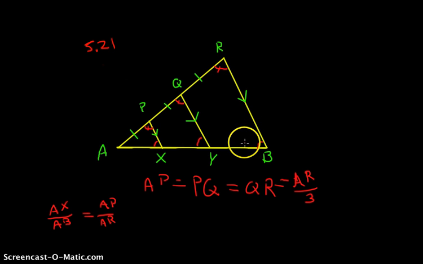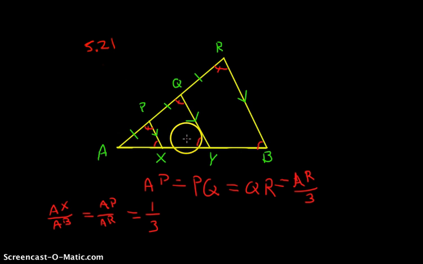And so now you write it out like this. AX, this part right here to this part right here, should be the same ratio as this part right here to this part right here. And since we already know the ratio of AP to AR, because AR is just 3 times AP, the ratio is equal to 1 over 3. So then we get that AX over AB is equal to 1 over 3.